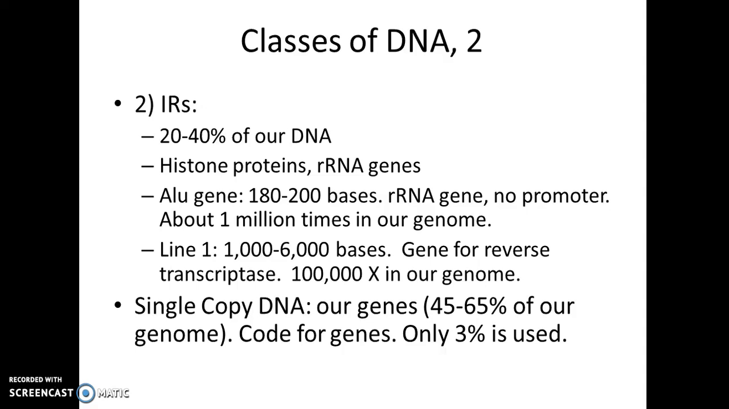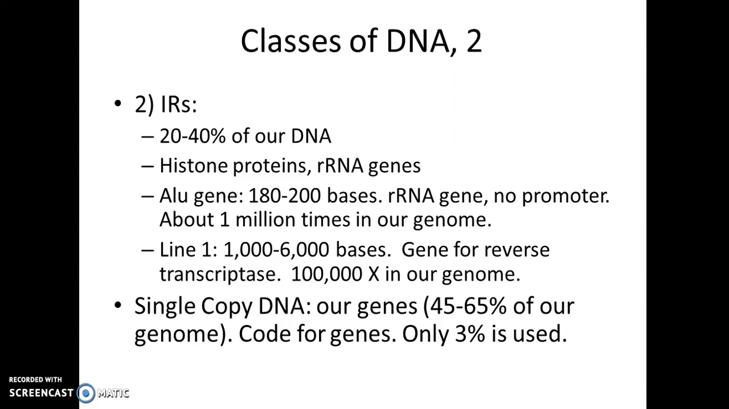The ALU gene is anywhere from 180 to 200 bases. It is an rRNA gene with no promoter, and it is repeated about 1 million times in our genome. Hopefully we'll be able to manipulate and multiply that in our PCR lab. The LINE-1 is anywhere from 1,000 to 6,000 bases long. It is the gene for reverse transcriptase, and it is repeated 100,000 times in our genome. Every time we get one of those retroviruses, we get the LINE-1 gene.